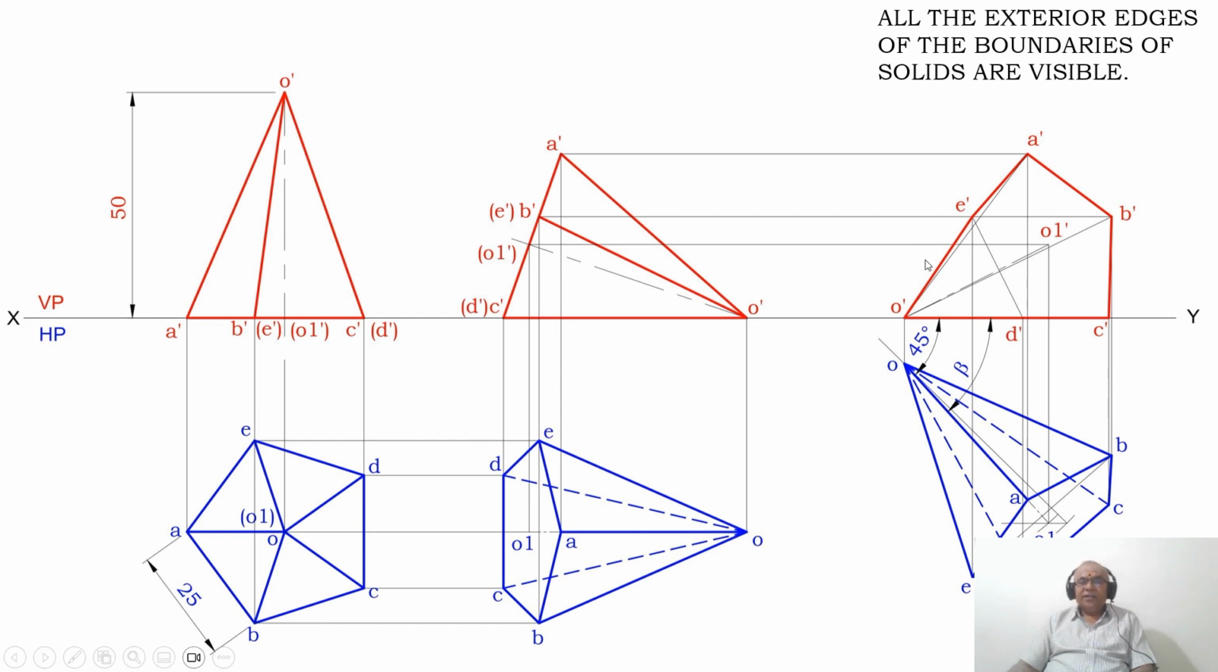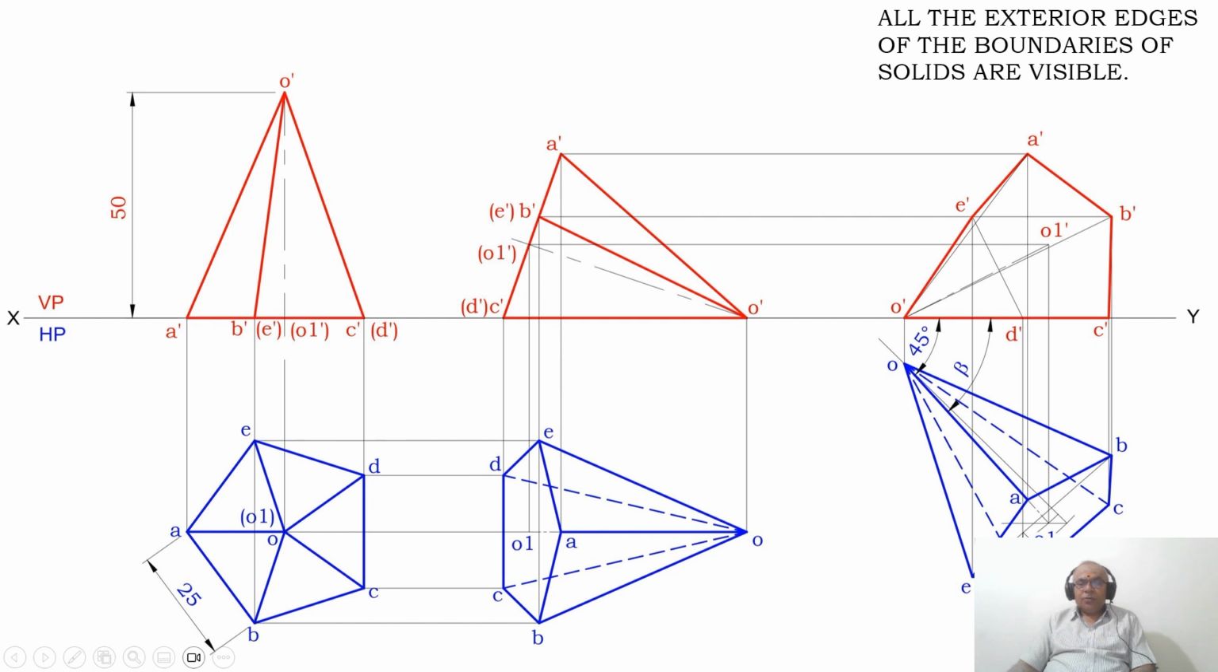Once you do that, now I need to draw the top front view. Draw a vertical projector from O and also from C and D to the XY line, because O dash, C dash, D dash are on the XY line. All these three lines will intersect at this point, this point and this point. You mark those three points as O dash, D dash and C dash.